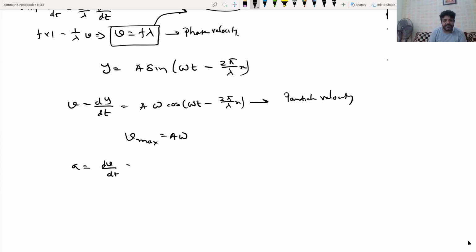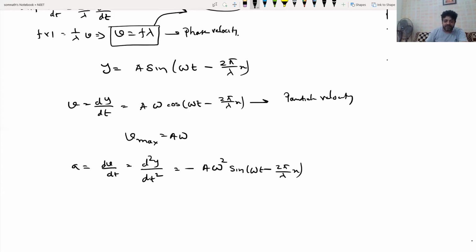Acceleration is dv by dt, that is d square y by dt square. So we again differentiate this, and we know differentiation of cos is minus sine, so minus A omega square sine(omega t minus 2 pi by lambda x).